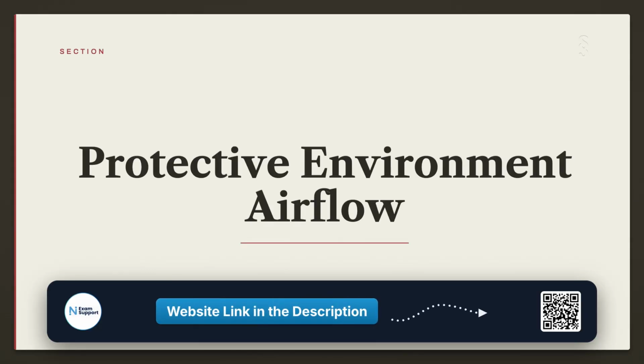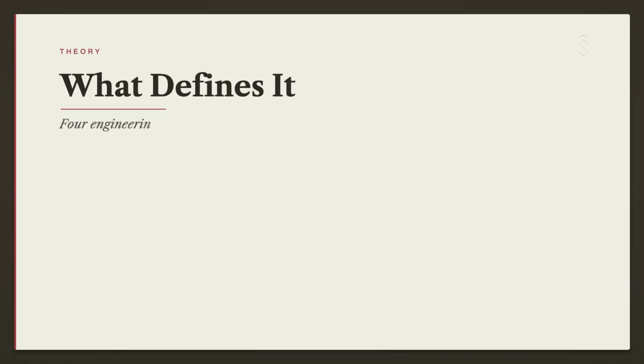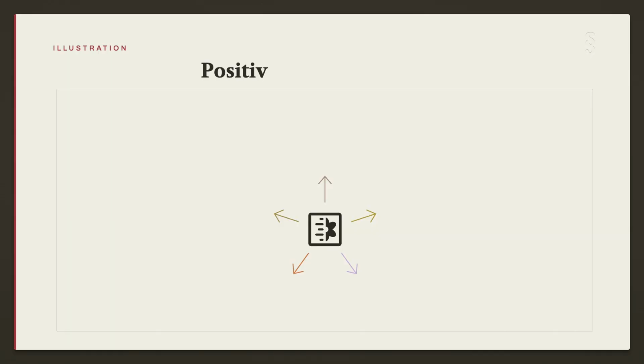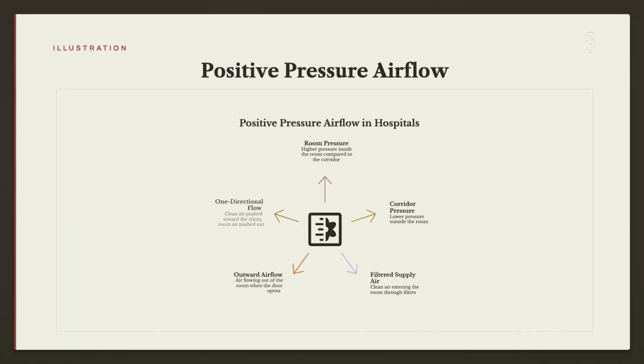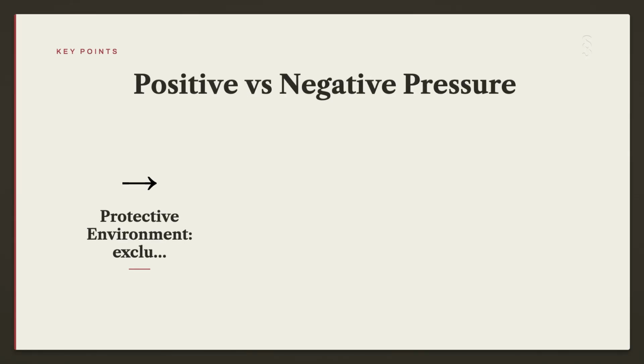A protective environment is a specialized room built to keep airborne organisms away from a client whose immune system cannot fight them off. It's defined by positive pressure airflow, HEPA filtration, a high rate of air exchanges per hour, and sealed room construction that stops unfiltered air from leaking in. Air always moves from higher pressure to lower pressure. The room is held at higher pressure than the hallway, so filtered air continuously flows outward, and nothing from the corridor drifts in. Negative pressure rooms exist for the opposite problem.